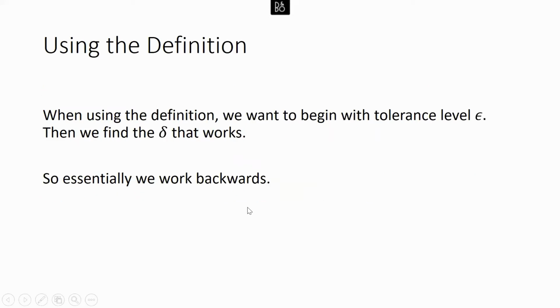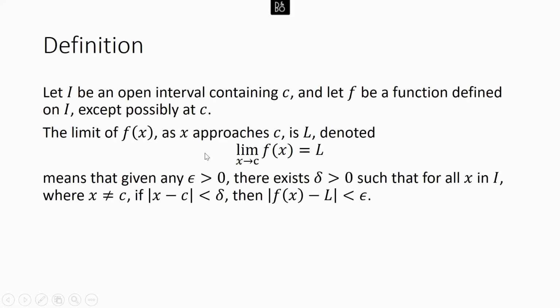So how we use this definition is basically we want to work back for a tolerance level of epsilon. So we start with the tolerance level of epsilon, then we generally find a delta that works. So essentially we're working backwards through the definition. We're starting with the epsilon here, and then we're finding a delta that works. And then we say, well, for any epsilon, the one I just found, there exists this certain delta, and we know it works.